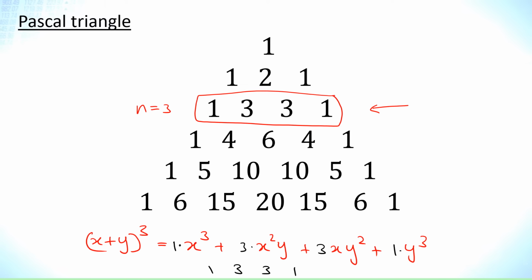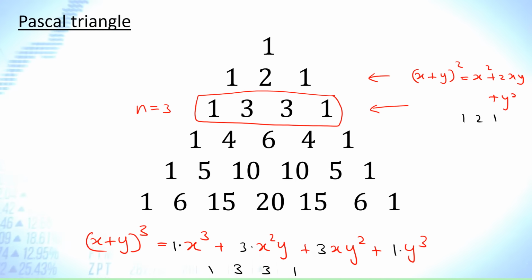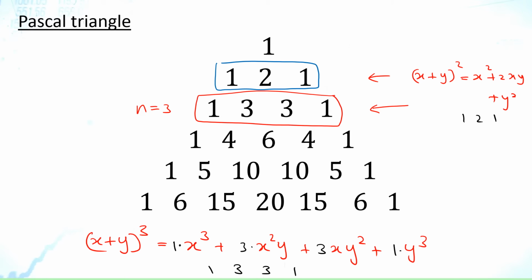And if you use the second line, you get (x plus y) squared, and we know that this is equal to x squared plus 2xy plus y squared, and the coefficients in this case are 1, 2, 1. That's exactly the second line. So this is going to help you find all those coefficients. Good. So let's look at the next one.